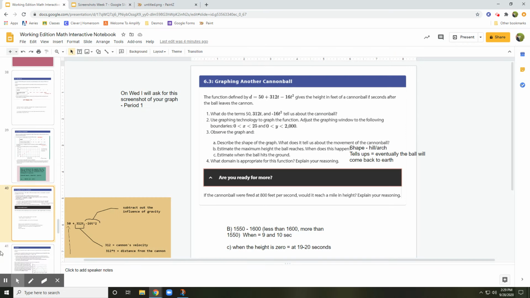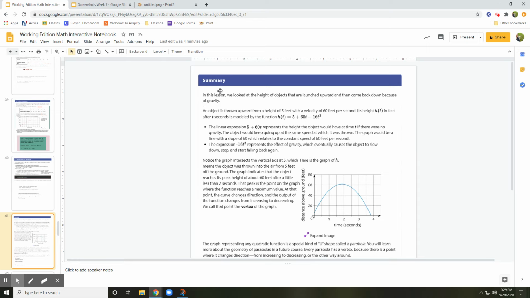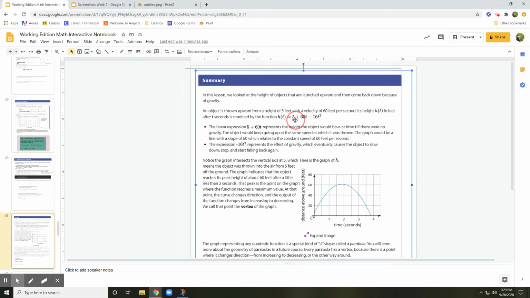All right. So at the end of that lesson, the idea was that you can look at this equation, right? You can recognize when the tallest point is. So in this equation, we haven't done this one yet. We know that 5 is referencing where it's starting, how high it starts at. 60 is referencing the velocity of, this is an object, so you're throwing it, right?